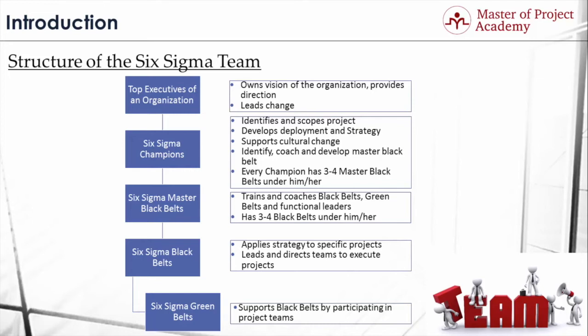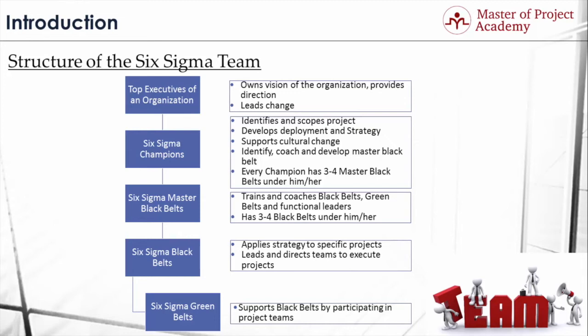In most organizations, a sponsor or champion is the one who oversees a Six Sigma project and is accountable to the top executives for the success of that project. Six Sigma champions identify and scope the projects, develop deployment and strategy, support cultural change, and identify, coach, and develop master black belts. Each champion has 3 to 4 reporting master black belts.